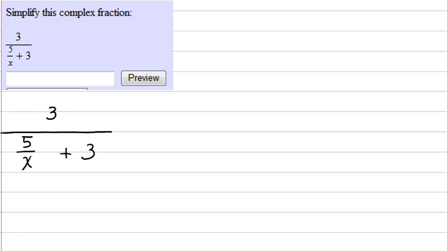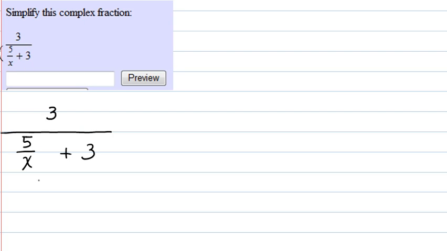Okay, this problem is asking me to simplify this complex fraction. What makes it complex is that it has a fraction within a fraction. So what we're going to do is just make sure that we get rid of that and then simplify as much as possible when we're done.